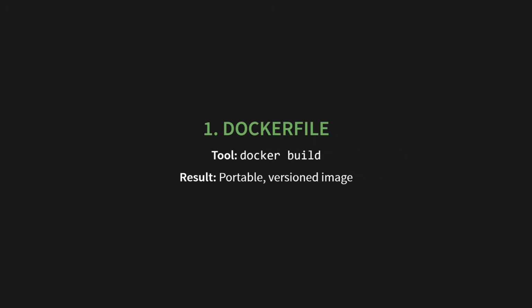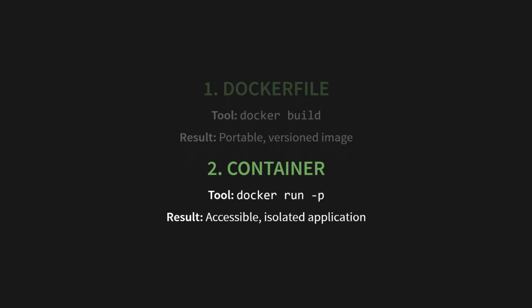Let's recap. First up, the Dockerfile. Using the tool docker build, you created the result, a portable, versioned image. No more "it works on my machine." Next, the container. You used the tool docker run -p and the result was an accessible, isolated application, alive and running.